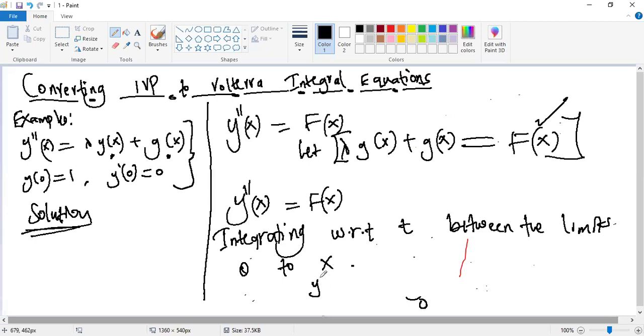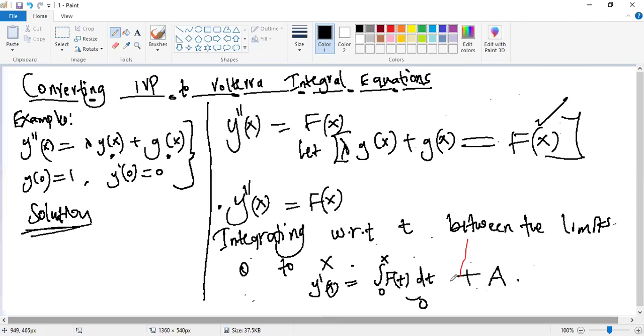So we will have y prime of x is equal to integral from 0 to x of f of t dt plus some constant of integration. So let our constant of integration be, let's say, a. This is the first time we're integrating. It was y double prime, now it's y prime of x. We've integrated f with respect to dt. So we have integral from 0 to x of f of t dt plus some constant of integration.